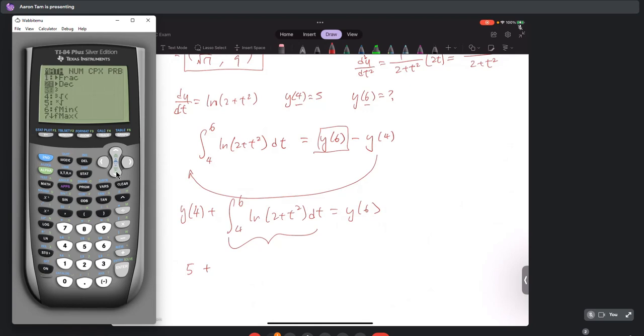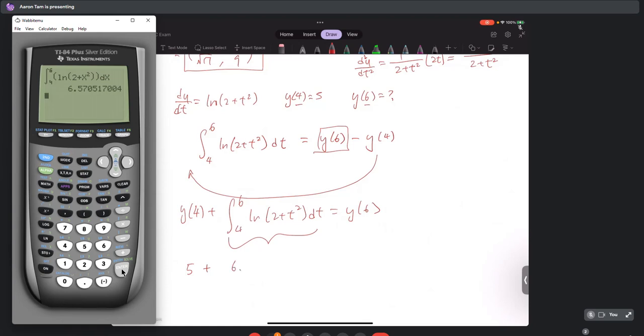So math, FNINT, function integral, 4 to 6, natural log of 2 plus x squared dx. Do not attempt to integrate this by hand because you are on the calculator part of the exam. You are expected to use your calculator to evaluate any of these integrals. So don't try to do it by hand. Just use your calculator for that. That's what it's for. And more often than not, you'll be given an integral that you cannot integrate.